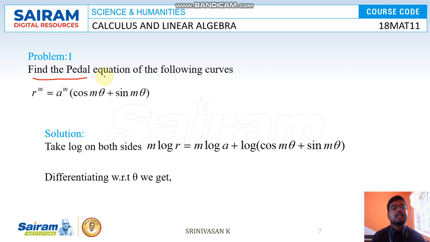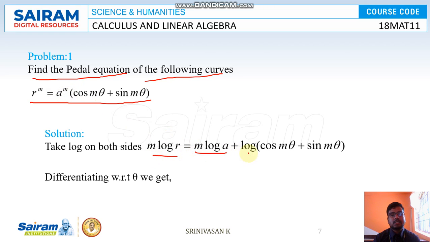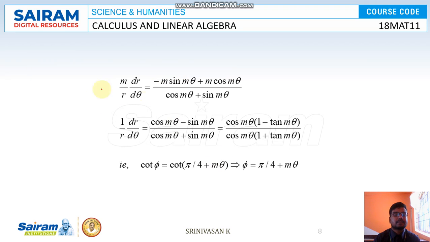Now we'll discuss the problem. Find the pedal equation of the following curve. The curve is r power m equals a power m into cos m theta plus sin m theta. Solution: take log on both sides and apply the log rules. Log a power m gives m log r equals m log a plus log of cos m theta plus sin m theta. Differentiate with respect to theta.